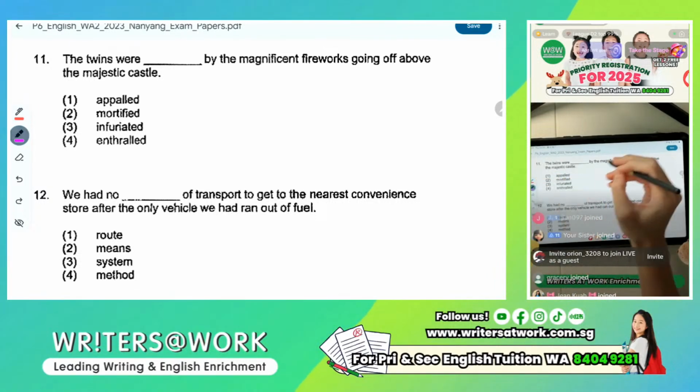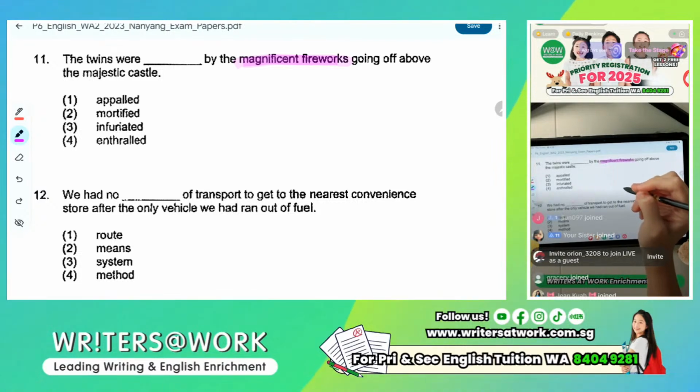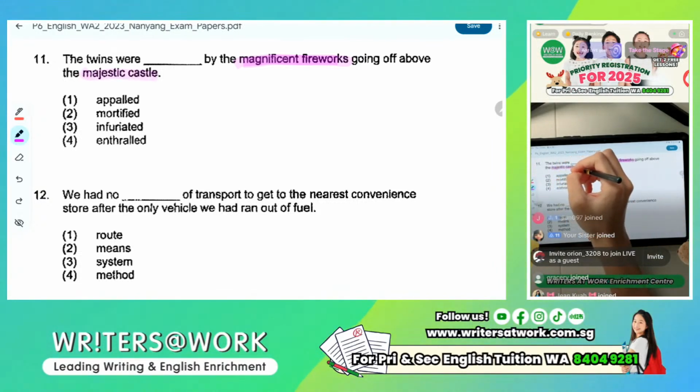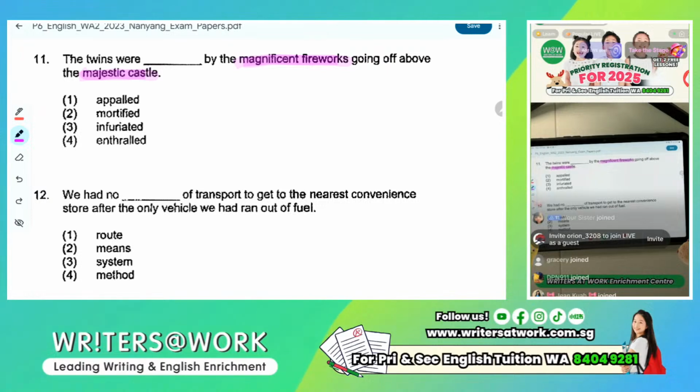So two things to note. Magnificent fireworks, so something is very beautiful, very awe-inspiring. Next, there's a majestic castle. That means the architecture marvel would have caused somebody to look at it with great admiration.